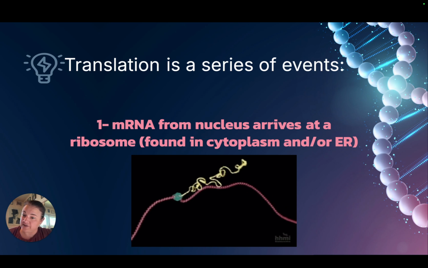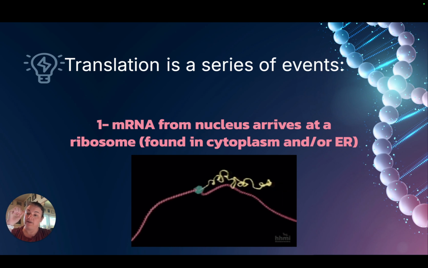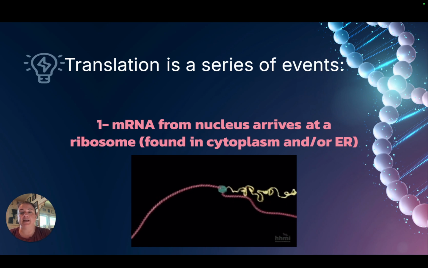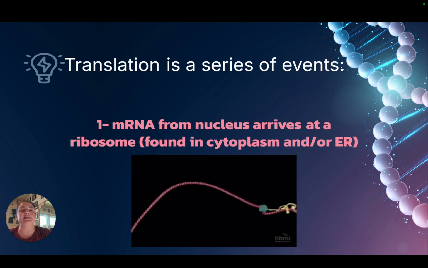Translation really is a series of events, and it begins where we just ended: the mRNA molecule travels from the nucleus and ends up in a ribosome. Now, a ribosome can be found in the cytoplasm. In some cells, it can also be in the ER as well.